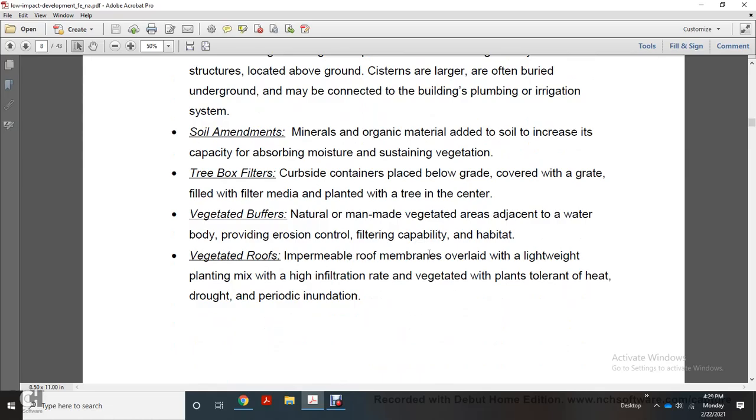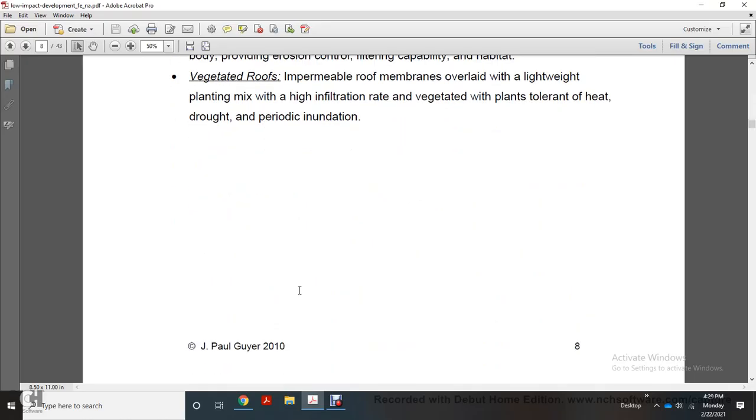Vegetated roofs: permeable roof membranes overlaid with a lightweight planting mix of high infiltration rate, vegetated with plants that tolerate heat, drought, and periodic inundation.